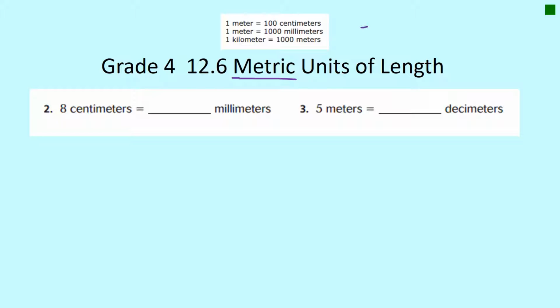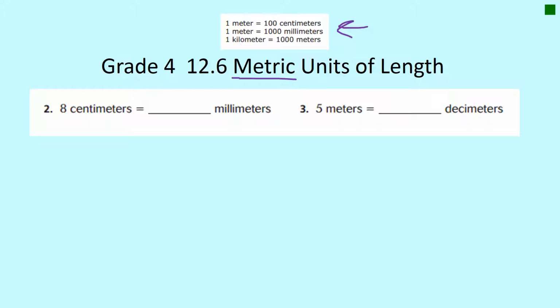So once again, I have put the little teeny weeny chart up here that converts meters. The first line is meters to centimeters. 1 meter is 100 centimeters. The second line, 1 meter is 1,000 millimeters. And the third line says 1 kilometer is 1,000 meters. Okay, and guys, you're going to have this on your reference sheet every time you take a test or a quiz or do your homework. You're going to have this information available to you.